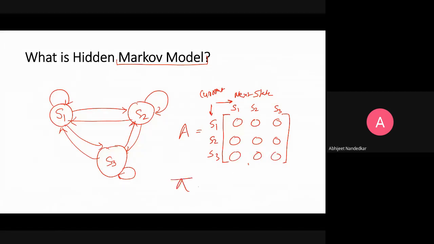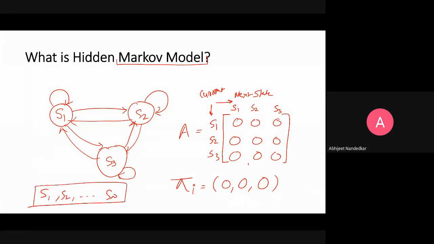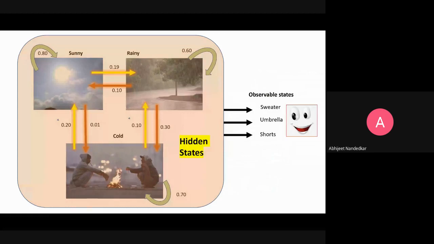Along with this, you will be provided with an initial guess or initial state of the system. So the initial state will consist of again three numbers. These are the initial probabilities of the three states. You may have a number of states, so you may have states like S1, S2 up to Sn. Now if this is the case, then it is a simple Markov model. Now, what is a hidden Markov model?